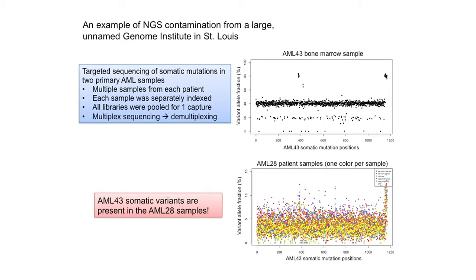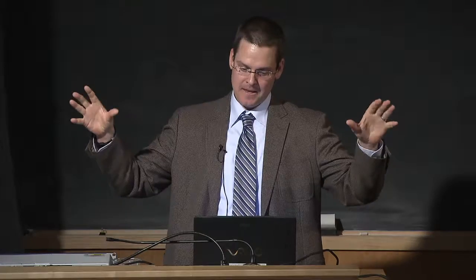And just to talk about one example of contamination. This happened at an unnamed genome institute in St. Louis. We were sequencing 2 primary AML samples, and this was multiple samples from these 2 patients. I think there were at least a dozen samples in this one experiment. Each sample was separately prepped for sequencing. The libraries were made, they were indexed, and then they were pooled together for a single capture, and then sequenced, and then computationally demultiplexed, and then analyzed.